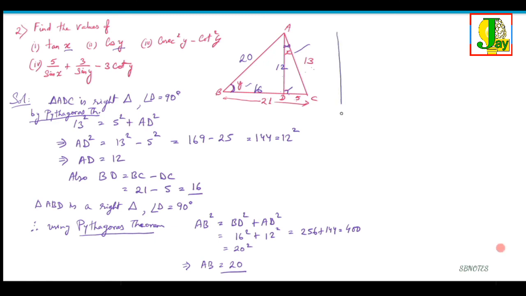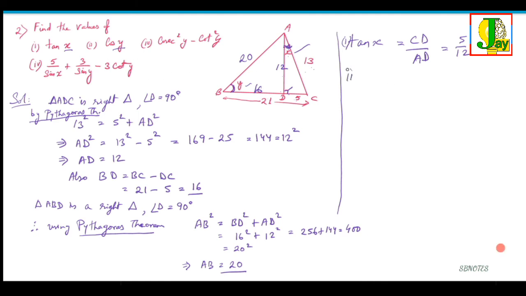Now starting from the first one, we need to find tan x. So what is tan x? This is the angle. Tan of x is opposite by adjacent, right? So for tan x, opposite is CD and adjacent is AD. So that's 5 by 12. You see how easy it is once you find all the sides.